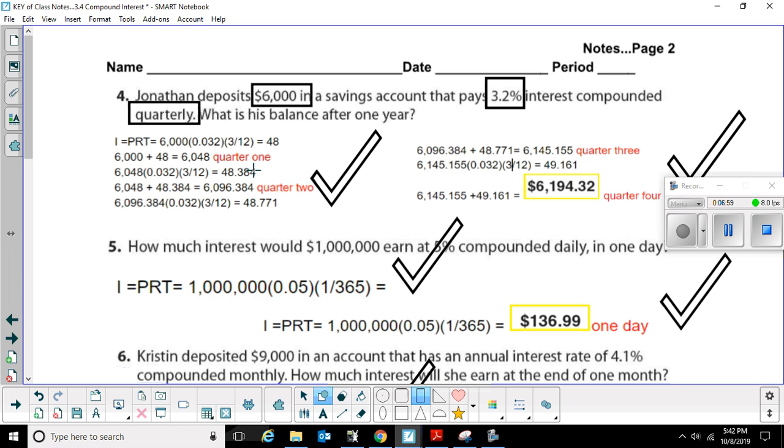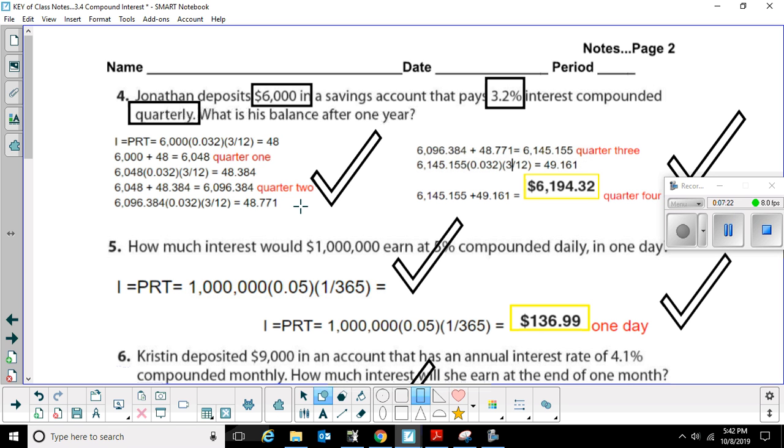I now have $48.30 some odd cents. Add that back together. That gives me a new balance for quarter two. Quarter two is $6,096 and some odd change. Multiply that by my rate over time. I now have $48.77 I earn in interest.